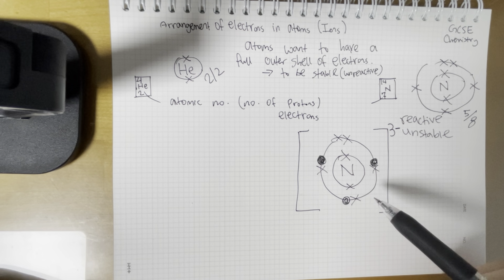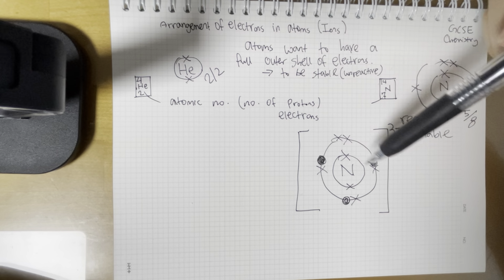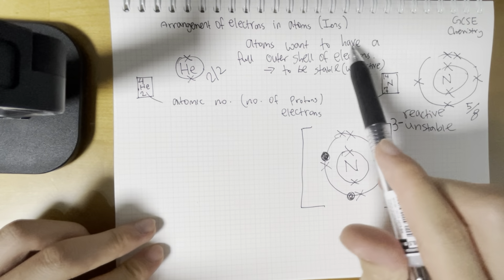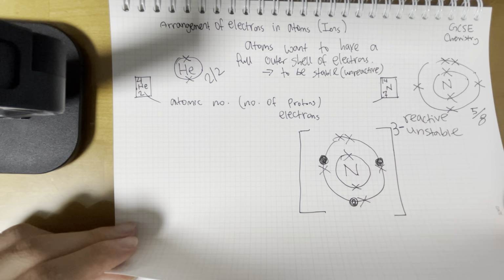This nitrogen atom, 3 minus charge. 3 more electrons than the protons. And atoms want to have a full outer shell of electrons because they want to become stable. Otherwise, they will be unstable. So, let's take a look at one more example.